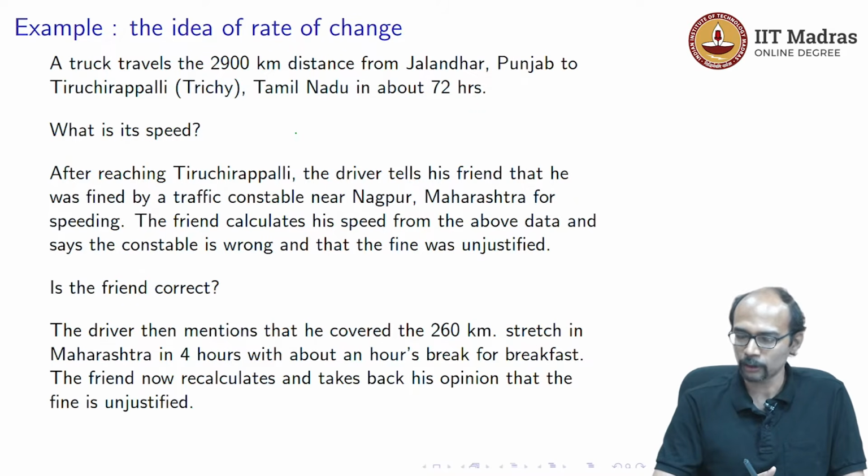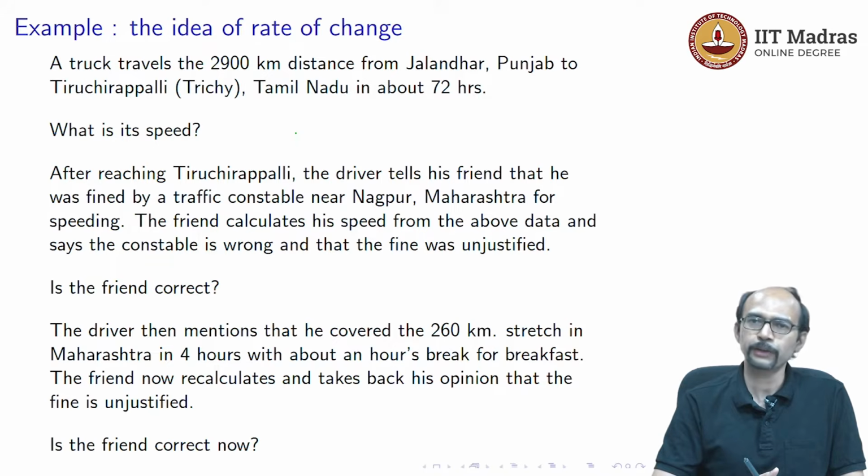The friend now recalculates and takes back his opinion that the fine is unjustified, right. So, the friend does exactly what we did, that the truck is probably travelling at 86 kilometers per hour. Well, the constable is justified in fining the truck driver. Is the friend correct now?